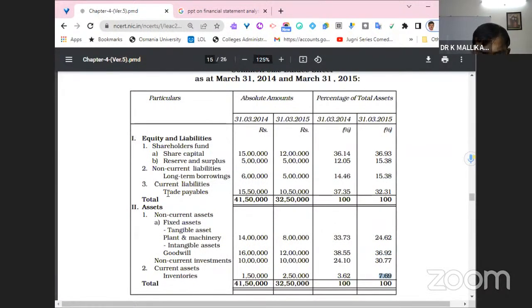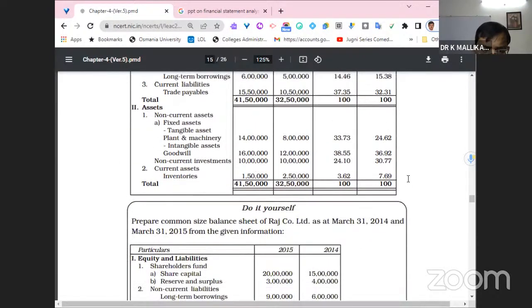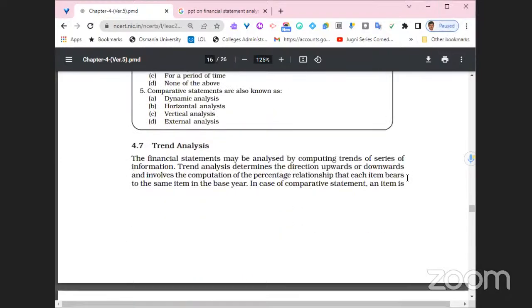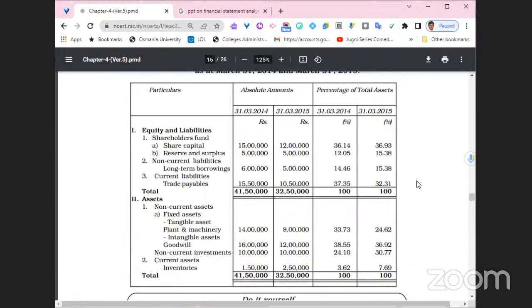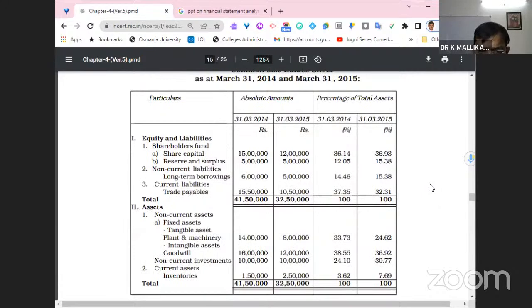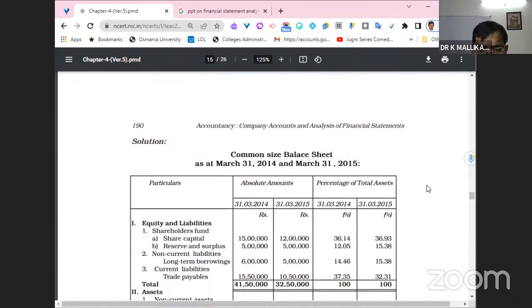Similarly, you can see the bills payable, nothing but trade payables, 37.35% here and 32.31% there. Right? You can easily understand this analysis. Yes, sir. I have added all these things and I have got 100, sir. Yes. The total is 100. For understanding purposes, I say that this is treated as 100. Okay. So common size is 100; comparative statement is absolute figures and percentages.